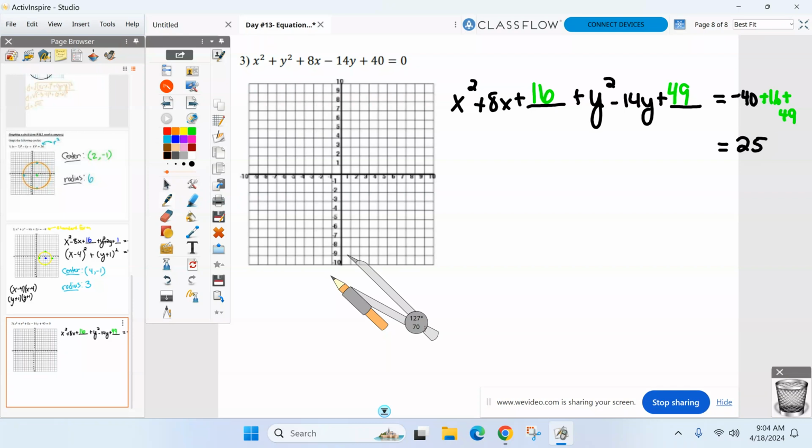X plus 4 plus 4? Good. So x plus 4 squared. And over here, two numbers that multiply to 49 but add to negative 14. What are those numbers? That's a little tougher. Bailey? Negative 7 and negative 7. Negative 7.